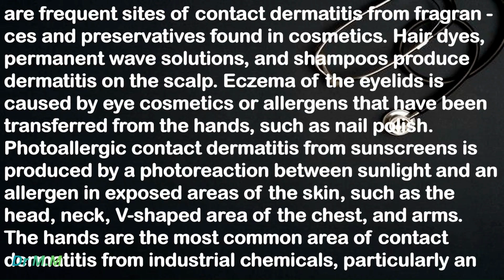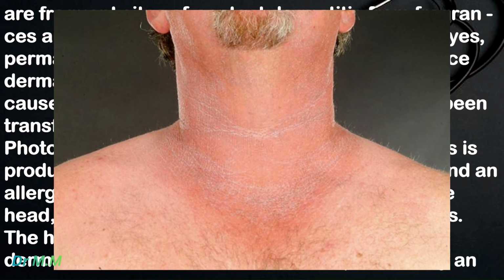The head and neck are frequent sites of contact dermatitis from fragrances and preservatives found in cosmetics. Hair dyes, permanent wave solutions, and shampoos produce dermatitis on the scalp. Eczema of the eyelids is caused by eye cosmetics or allergens that have been transferred from the hands, such as nail polish. Photoallergic contact dermatitis from sunscreens is produced by a photoreaction between sunlight and an allergen in exposed areas of the skin, such as the head, neck, V-shaped area of the chest, and arms.